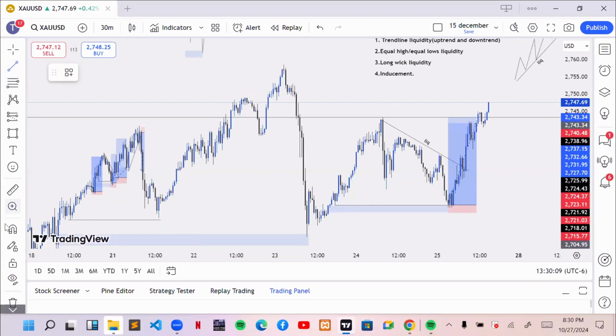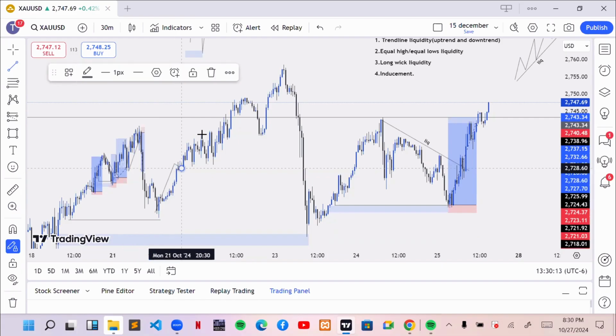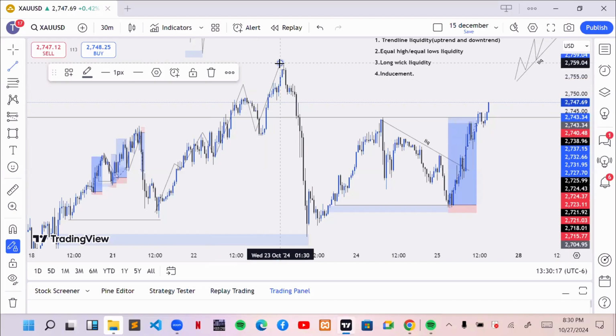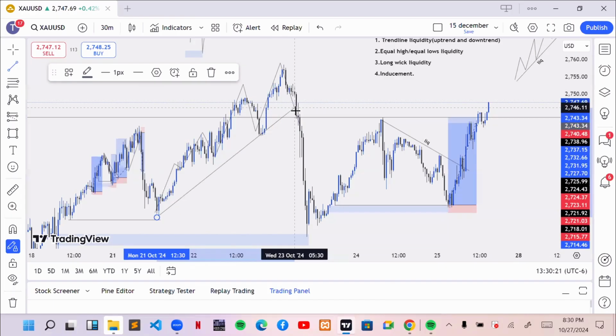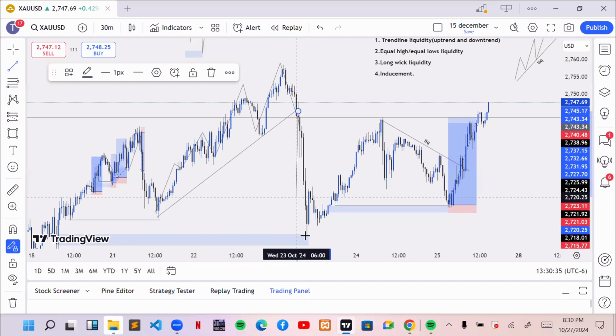There's trend line liquidity here. The market was on an uptrend, making a series of higher highs and higher lows. Then eventually, when the market started selling, this is trend line liquidity. It means that liquidity lays under this entire zone. So anybody taking a buy here will be taken out. Taking a buy here will be taken out. Taking a buy here will be taken out. The market will eventually sweep this entire trend line liquidity.